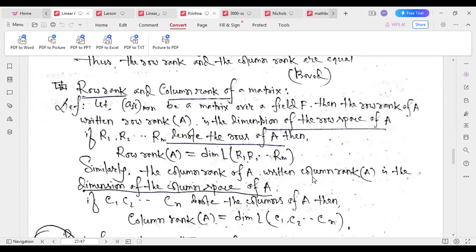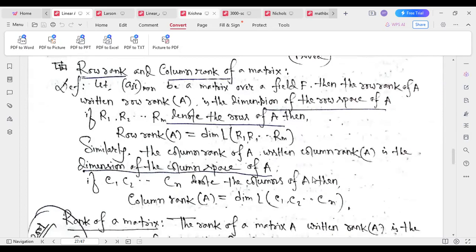Now, what will be the row rank and column rank? This is the definition. Row rank: let a_ij be any m cross n matrix over a field F, then the row rank of A is the dimension of the row space of A. If R1, R2, dot dot, Rm denote the rows of A, then the row rank of A can be written as the dimension of the linear combination of the rows. Similarly, the column rank also can be defined by C1, C2.